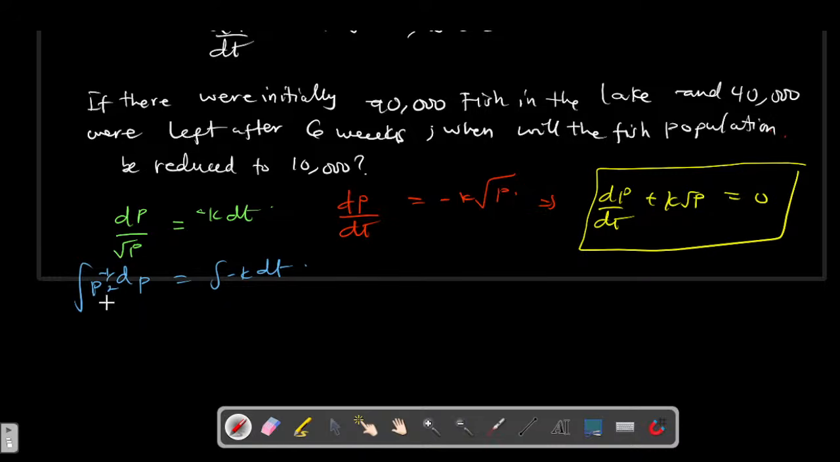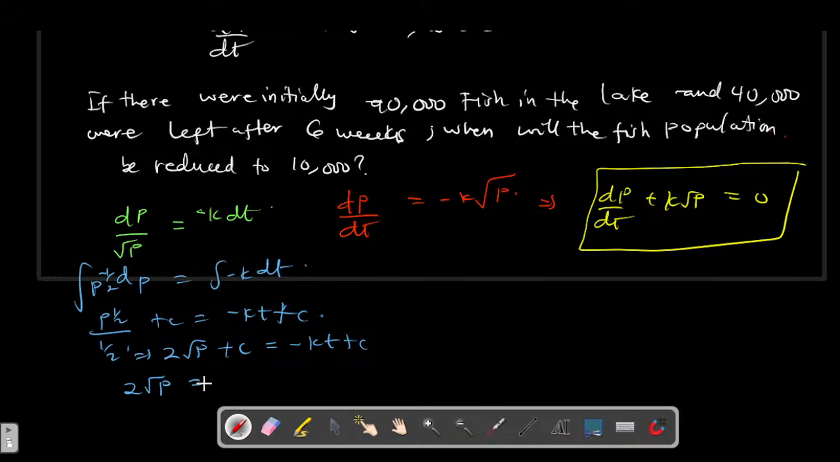That will give us what? Half. So p to the power half divided by half, right? Plus c is equal to, here I'll simply introduce kt, as simple as that, plus c. So here my p to the power half becomes 2 root p plus c is equal to negative kt plus c. So I'll simply say that my answer is what? 2 root p plus k is equal to c, as simple as that. So this is what we have gotten.